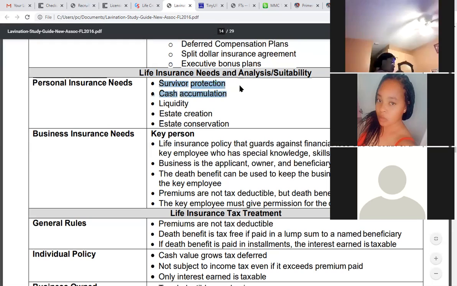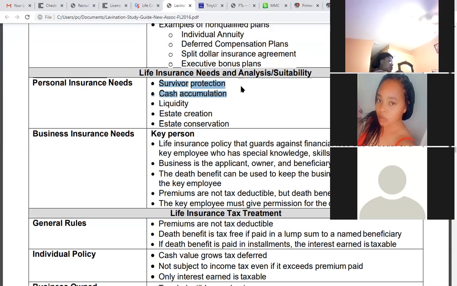Let's talk about survival protection for a minute. What does that mean? If you die and you are the breadwinner, the survivors are going to make sure they get money, they're protected. Cash accumulation. Well, when you have that, you accumulate cash. You can accumulate cash to the cash value. You can accumulate cash to the dividend money. You can also accumulate cash when the person died.